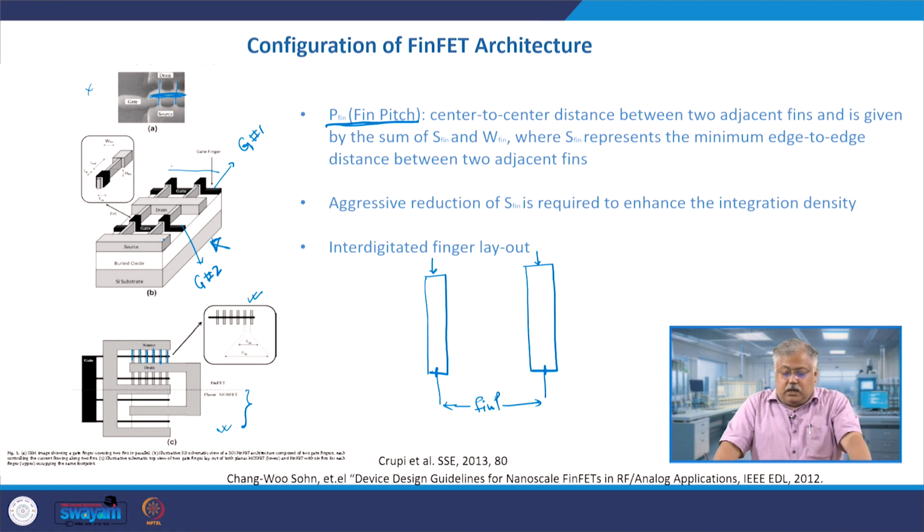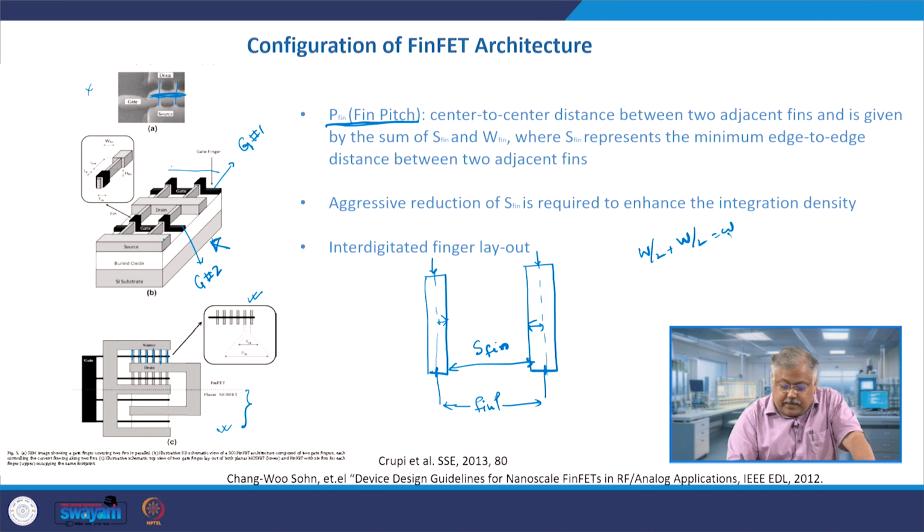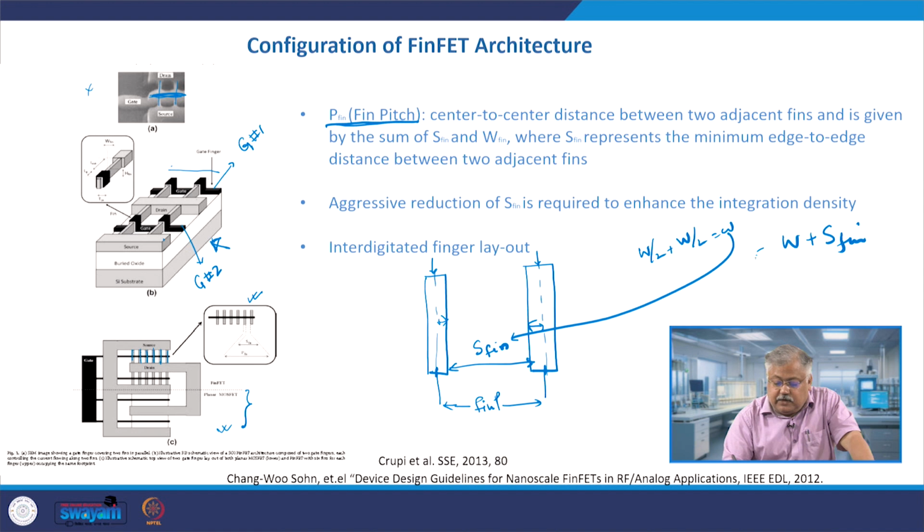This is between the center of one fin to the center of another fin, and it is given by the sum of S fin, which is this one, this is S fin, right. If you look carefully, this is W by 2 here, and this is again W by 2. So, that is the reason when you add 2 W by 2 you get W, right, and that W is added with S fin here. So, W plus S fin gives you P fin. So, the fin pitch is given by the width W plus this distance S fin.